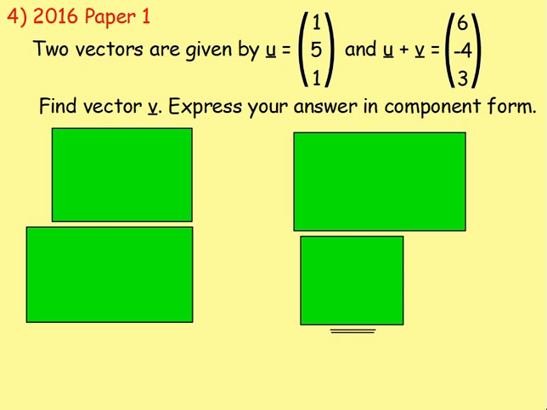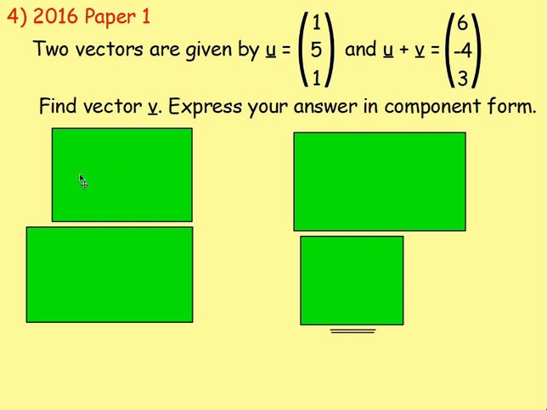Number 4 from 2016, a long, long time ago in a galaxy far, far away. We've got paper 1, so this is non-calculator. 2 vectors are given by vector u, which has the components 1, 5, 1, and it also tells us u plus v is 6, -4, 3. And we've got to find vector v. How do we do that? How do we find vector v? Because we're only told u. But we are told that u plus v is the 6, -4, 3.